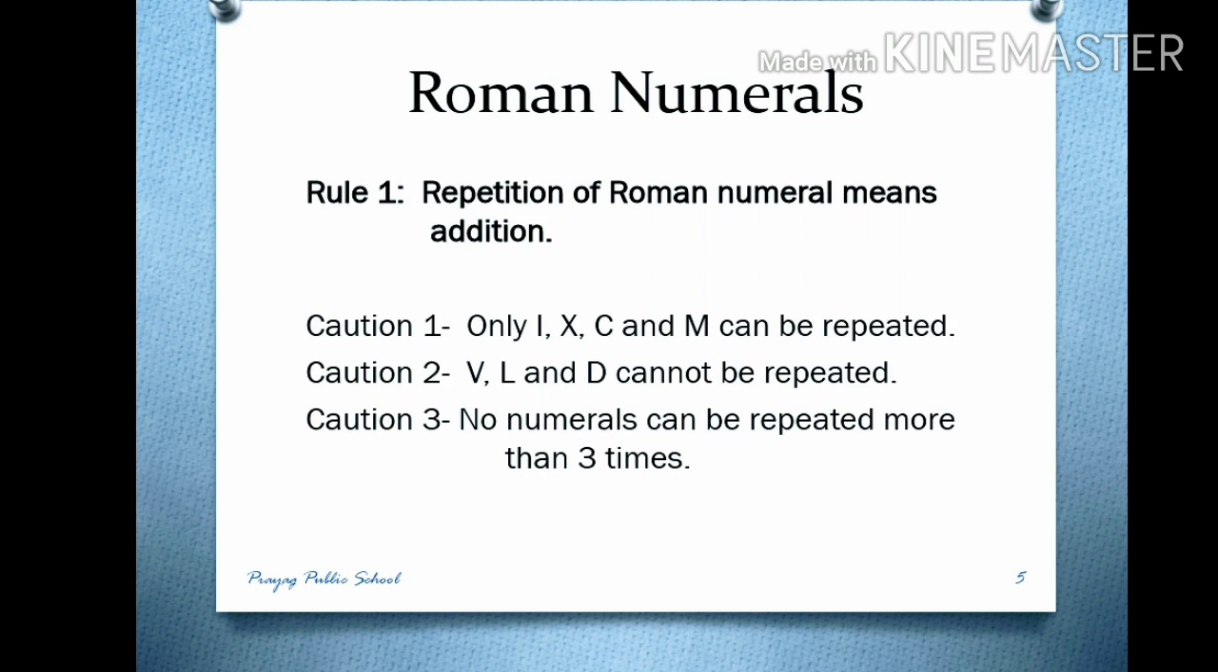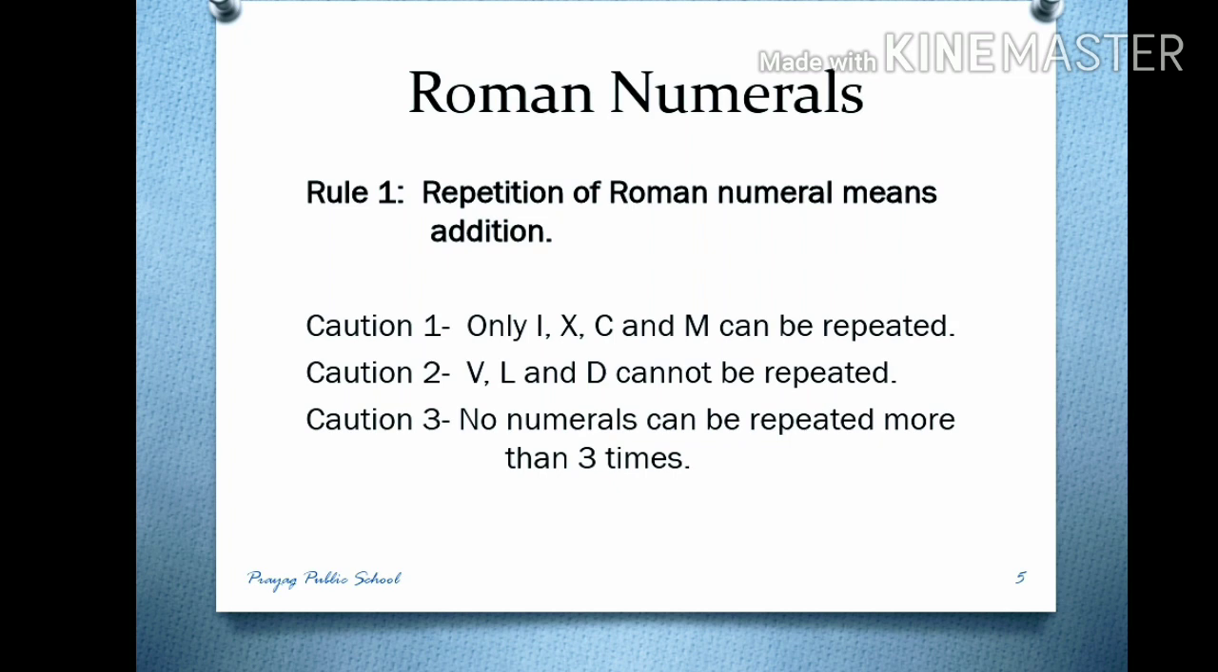In the last session, we were discussing the rules for the formation of Roman numerals. We were exploring rule number 1, that is the rule of repetition. In the rule of repetition, we have 3 cautions. Cautions के माने होते हैं अपवाद.